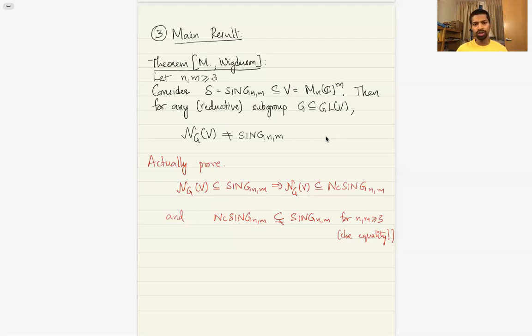Okay, so now maybe I will switch a little bit and try to give you an idea of the proof. The kind of argument we use is very interesting. Suppose you take the null cone for some group action, and it happens to be a subset of singular tuples of matrices. Then we prove that it will actually be a subset of non-commutative singular tuples of matrices. And then it comes quite easily that non-commutative singular tuples of matrices is a proper subset of singular tuples of matrices under the assumption that n and m are at least 3. And therefore, your null cone could not be equal to singular tuples of matrices.